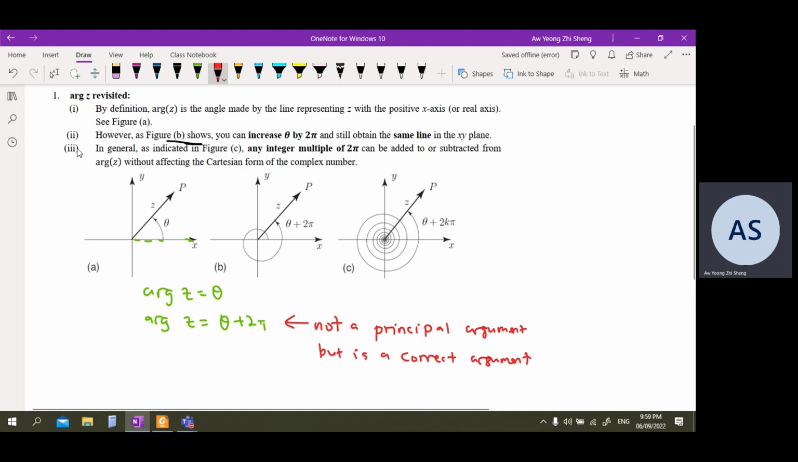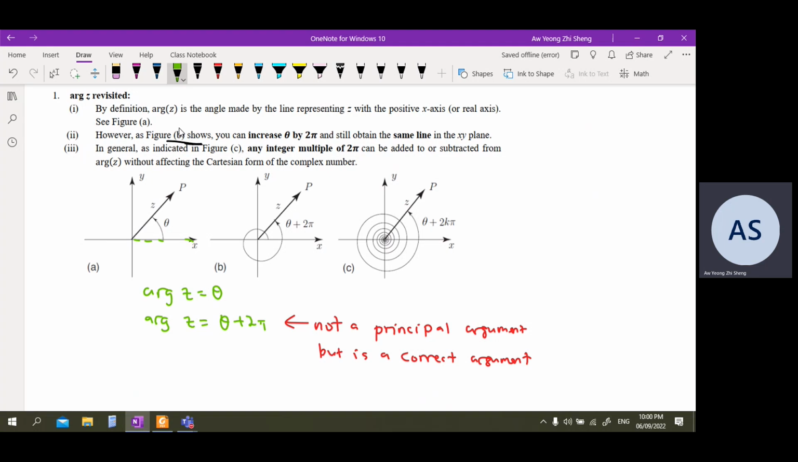Then point number 3 says, in general, as indicated in figure C, any integer multiple of 2 pi can be added to or subtracted from argument of z without affecting the Cartesian form of the complex number, because you will still end up having the same direction. Diagram C shows that if we start from the direction of theta and keep rotating by an integer number of cycles, you will always end up at the same direction.